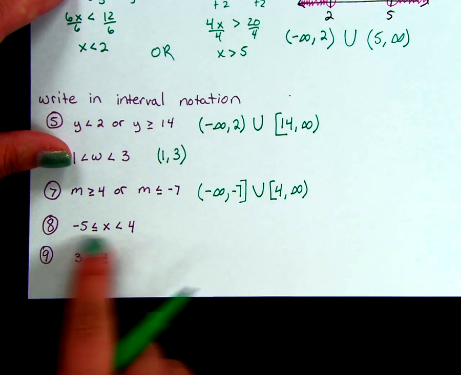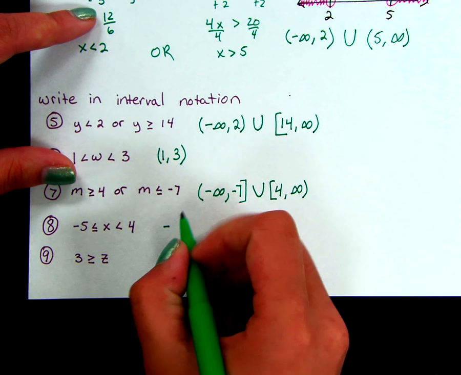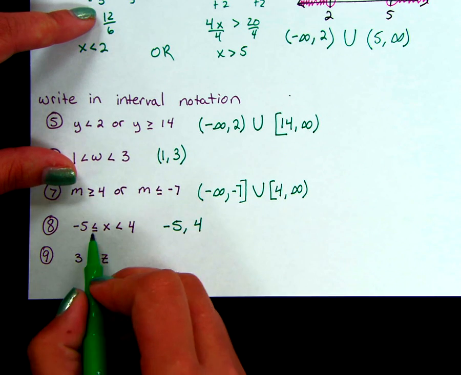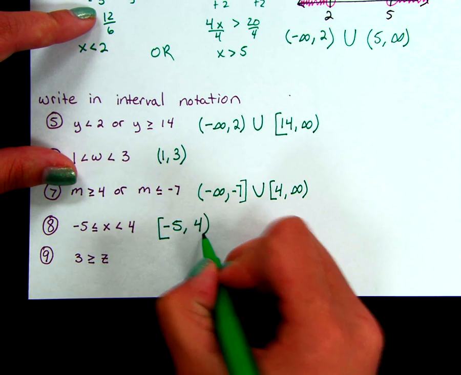All right, next one, we just need one piece. So again, it's going to be in between these 2 numbers. So our smallest number is negative 5, the biggest is 4. 5 is included, so we need a bracket. 4 is not included, so we get a parenthesis.